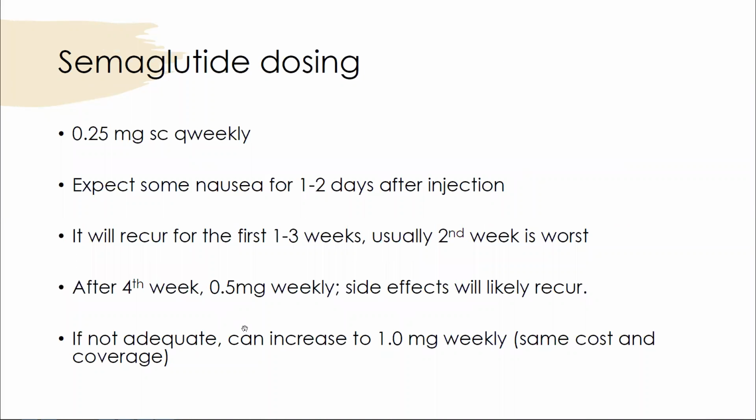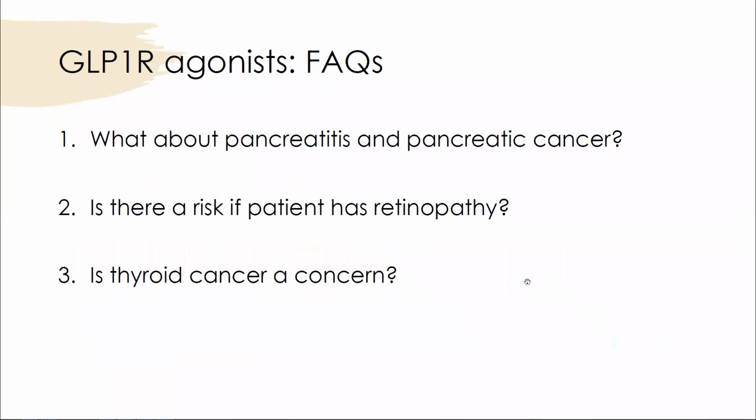The dosing, this is what I was saying earlier, 0.25 to start with. 4 weeks later, you can go up on the dose. Usually they'll get their side effects back, then they fade away. If it's not enough at that point, you can go to 1 milligram. It costs the same. The coverage is the same. It just comes in a different pen. And then you can get a little bit extra A1C benefit as well.